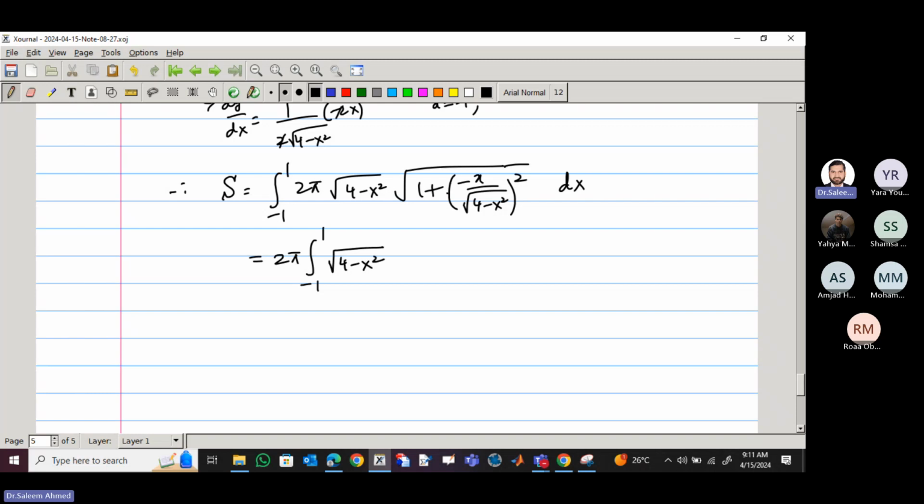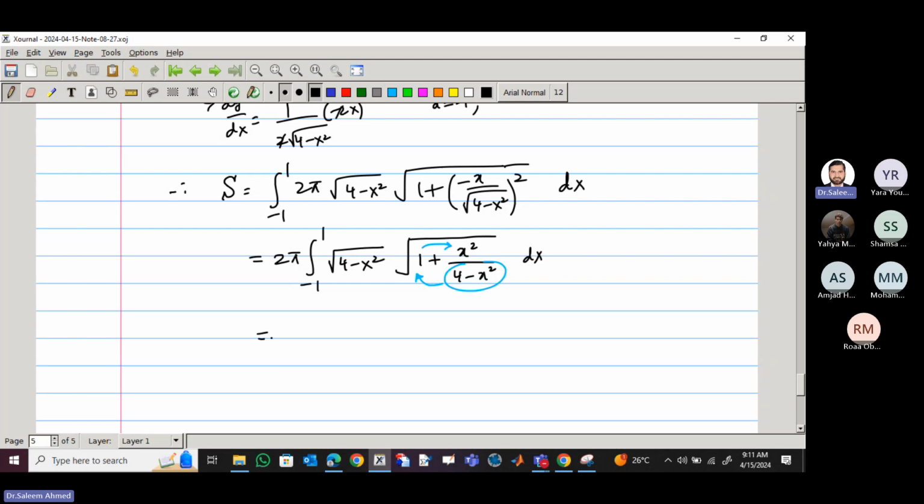So let's simplify this. It becomes 1 plus x square, because minus x square is x square, divided by 4 minus x square. The square root will be cancelled in the denominator. And now take LCM. If you take LCM, you can multiply this with 1 and then add x square and divide it by this.